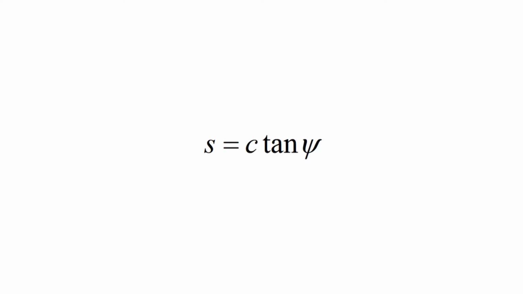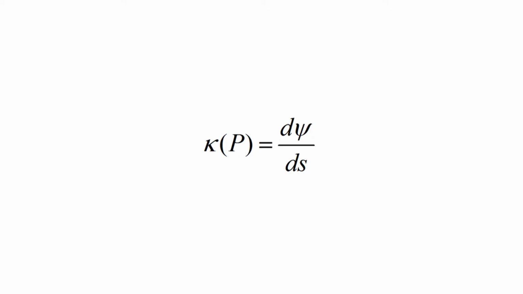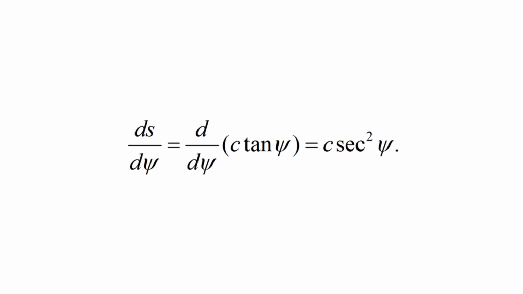The equation representing a catenary is given by s = c tan ψ, where s is a variable denoting the length of arc AP along the curve from a fixed point A, and ψ is also a variable denoting the angle between the tangent at P to the curve and the x-axis. To find the curvature at a point P, we use the formula κ(P) = dψ/ds. Here, ds/dψ = d/dψ of (c tan ψ), which is equal to c sec²ψ.